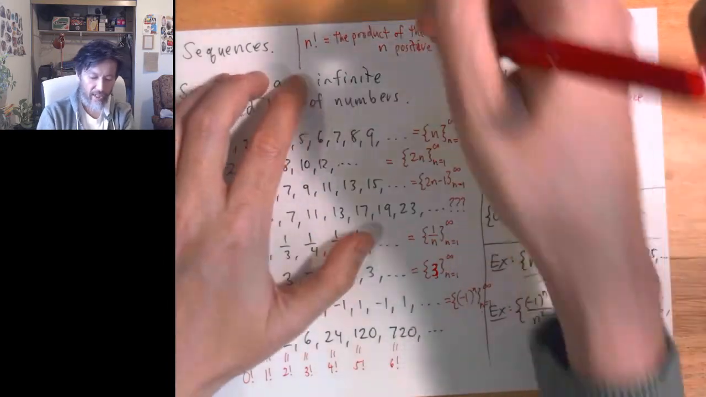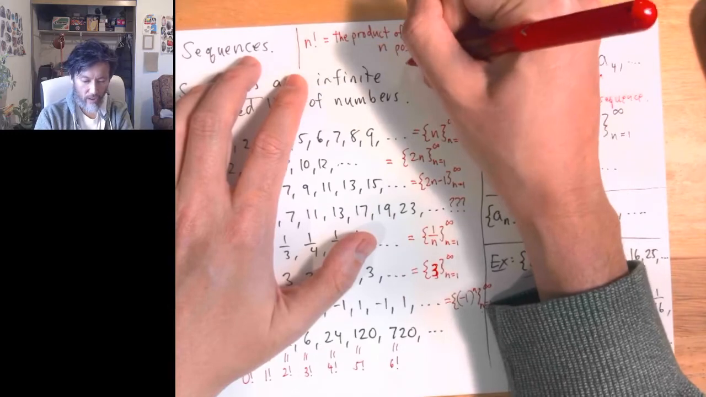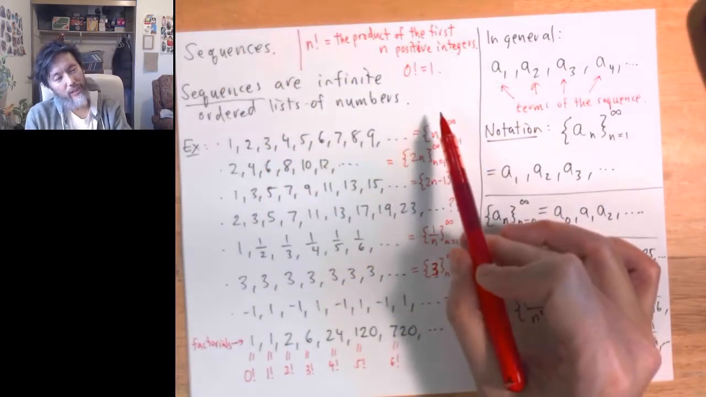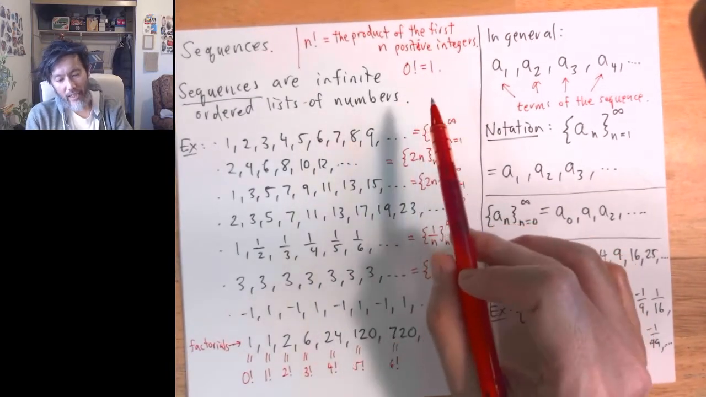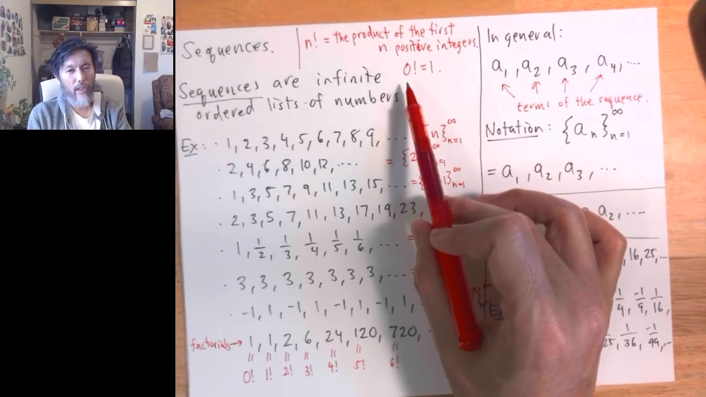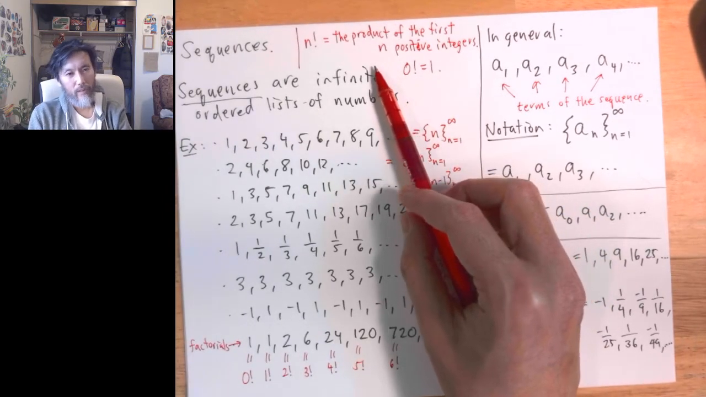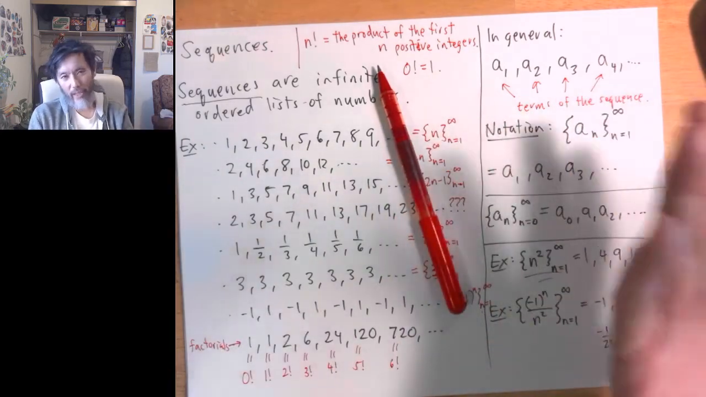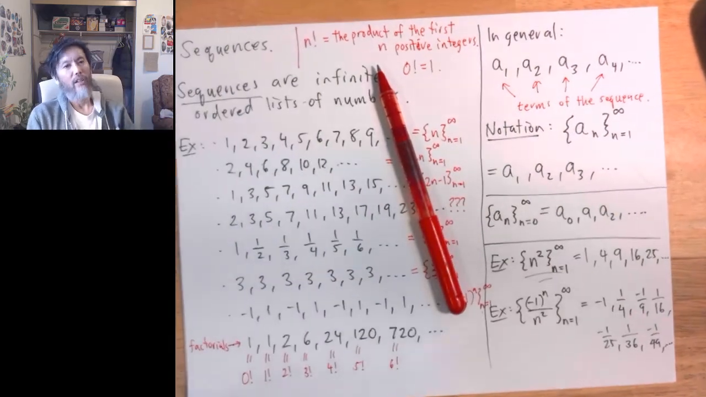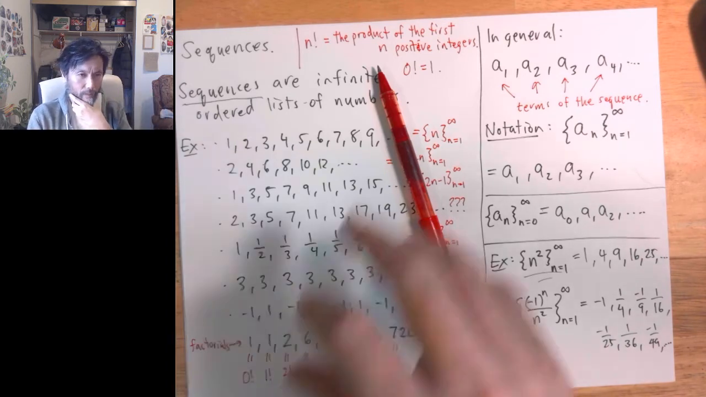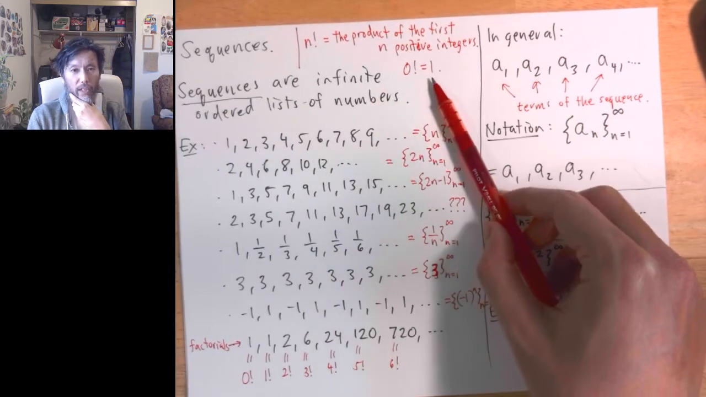Oh, and I should say, by definition, 0 factorial is equal to 1. This is by definition, and there are really good reasons why we do this. You might ask, what do we mean by the product of the first 0 positive integers? Well, in some sense, an empty product is 1. That is to say, a product of nothing should be 1. I don't know if that makes sense to you. It makes perfect sense to me, but you might think about why that's so. But yeah, 0 factorial is 1.